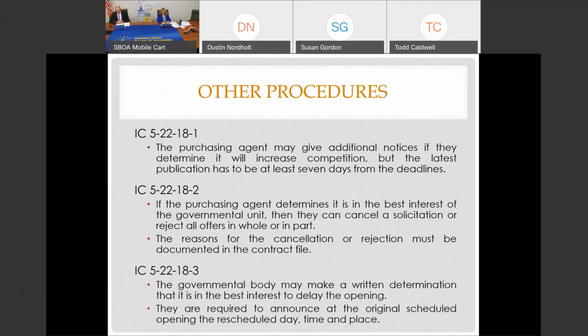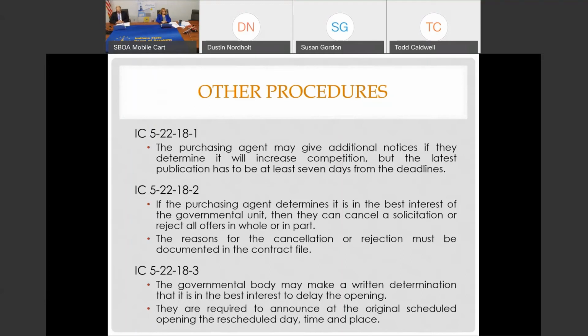Some other considerations that are in 522.18. Section 1, you can give additional notice if it's determined it will increase competition, but the latest or the last notice still has to be at least 7 days prior to the receiving of the bid. So if you want to advertise all the time, you can do that. Just that last one has to still be a week before you're going to receive the bids.